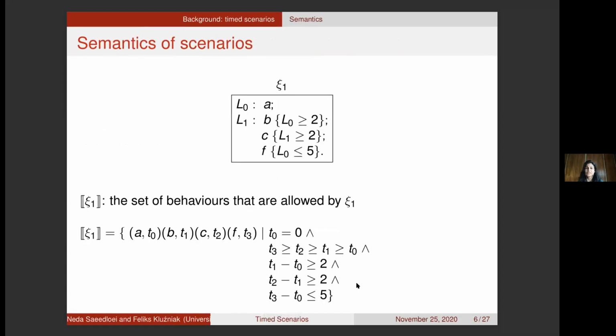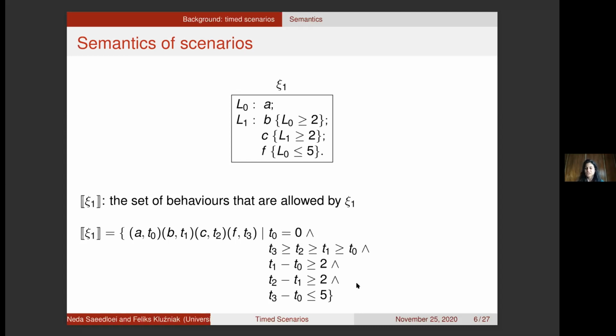So now we define the semantics of scenarios as the set of behaviors that are allowed by that scenario. For example, for Psi1, all the behaviors are essentially timed words, known in the context of timed automata, which are sequences of events along with their times of occurrence. So the set of behaviors allowed by this scenario is A occurring at time t0, followed by B at time t1, C at time t2, and F at time t3, such that, first of all, the times of occurrences of these events are non-decreasing, and moreover, we have these constraints.